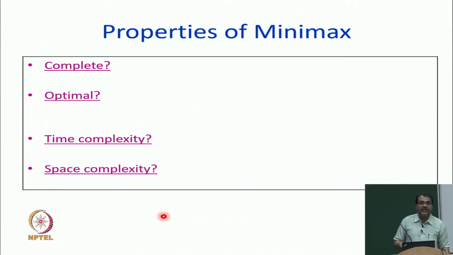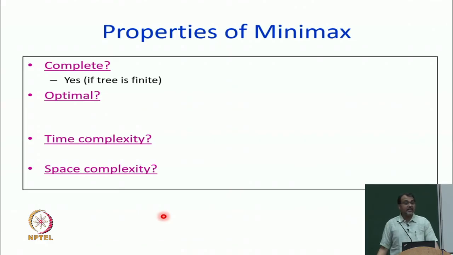Now you can ask the question, is it complete, optimal, what is the time complexity and space complexity in terms of b, d, m as we have been studying. Reminder, b is branching factor, m is the maximum depth of the tree, there is actually no d, there is no goal, right. So, is it complete? When is depth first search complete? When the tree is finite, right. So, if the tree is finite, it is complete.